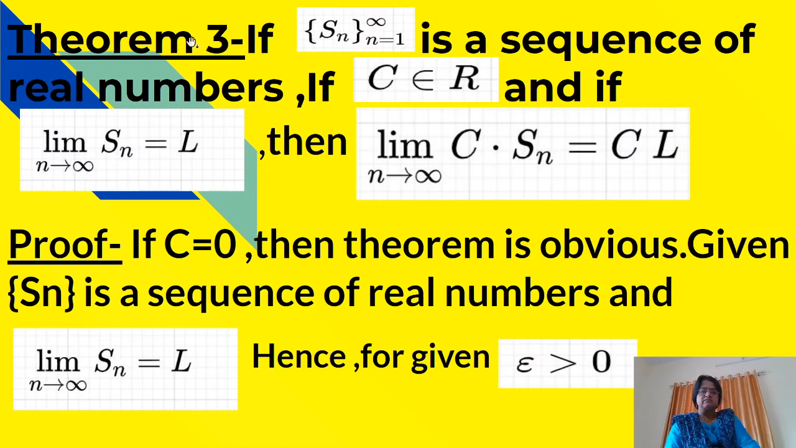Now see theorem 3. If Sn, n from 1 to infinity, is a sequence of real numbers, if C belongs to R, and if limit of Sn as n tends to infinity is equal to L, then limit of C into Sn as n tends to infinity is equal to C into L. See the proof of theorem 3. If C is equal to 0, then the theorem is obvious.